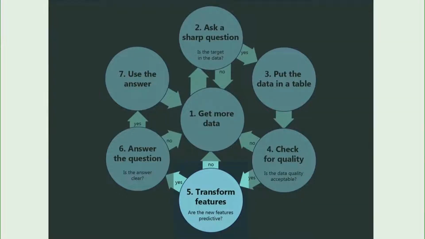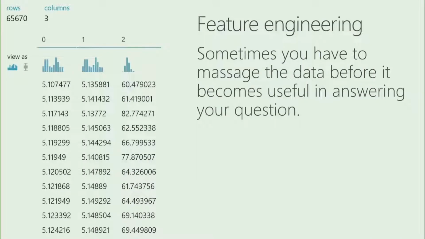Now, we have nice, big, clean, rectangular, well-formatted data. Sometimes we have to do some additional feature engineering, as it's called, to transform what's there to make it useful. So here's an example of some data. Column 0, column 1, these are a couple of features. Column 2 will be our target variable. So we would like to predict future values of column 2 given future values of column 0 and 1.